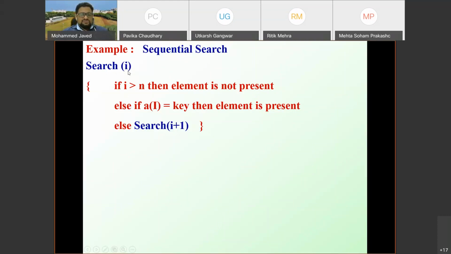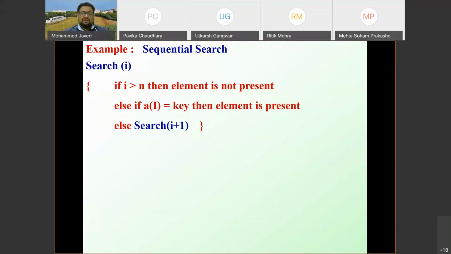Within search of I, if I is greater than n, then simply the element is not present, I can conclude. Else, if a of small I is equal to key, then the element is present. Else, if the element is not present, then you search I plus 1. So now the search function is calling the subsequent index; it is calling again and again.